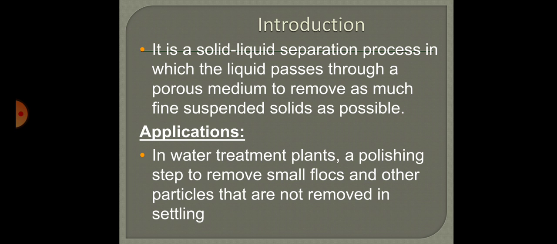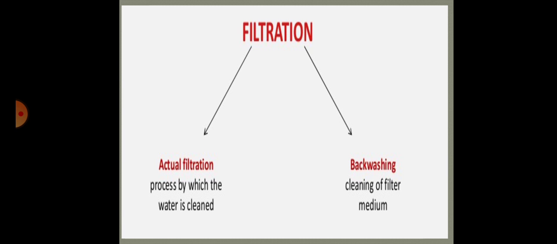It's actually a polishing step in order to remove the small flocks and other particles that cannot be removed by the settling process. So in filtration, there is the actual filtration as well as backwashing. What is actual filtration? Actual filtration means the process by which the water is cleaned. That is, the water is allowed to pass through the filter media, and the particles will be entrapped by the sand particles or the filter media, and the clear water will be collected at the bottom. So this is the actual filtration process.